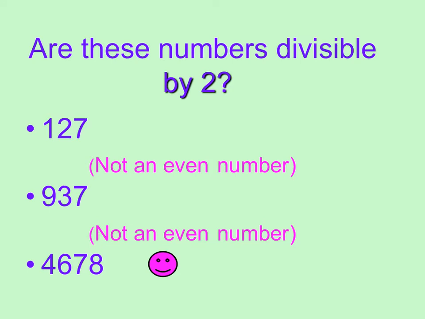Give it a shot. Is 127 divisible by 2? The last digit's a 7. That's not an even number. 127 is not divisible by 2. How about 937? The last number's still a 7. Not an even number. It's not divisible by 2 either. What do you think about 4,678? 8 is an even number. That makes 4,678 even, and so it is divisible by 2.